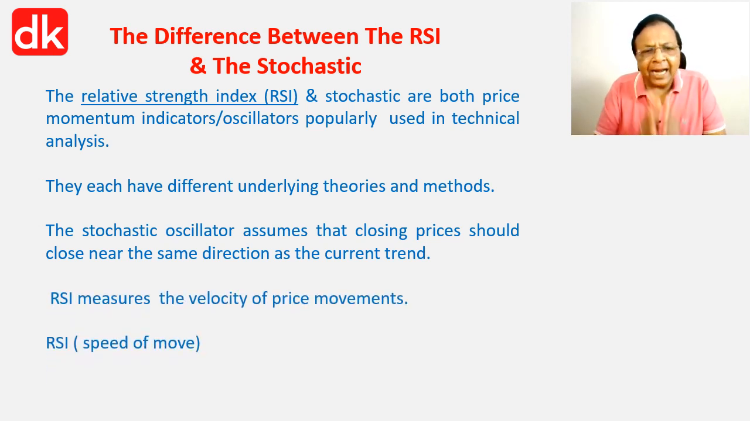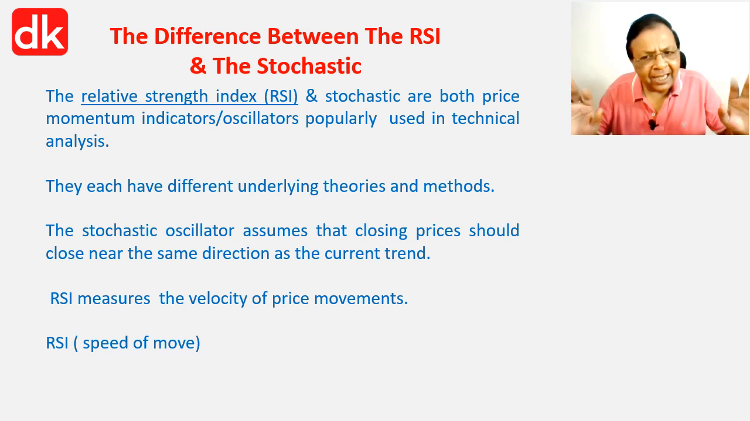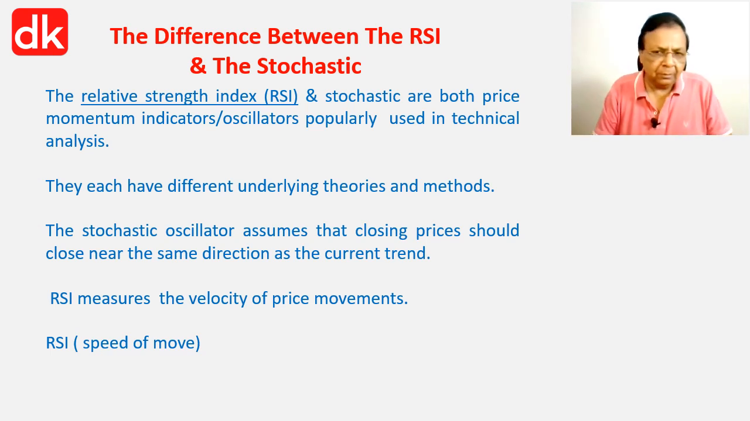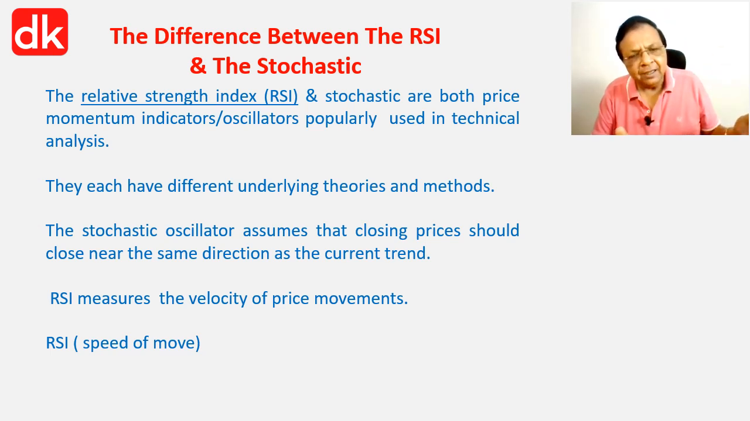And friends, RSI measures the velocity or the speed at which the price is moving. It is nothing but the speed of the move, while stochastic compares the current price with respect to the range of the price in the selected time period.